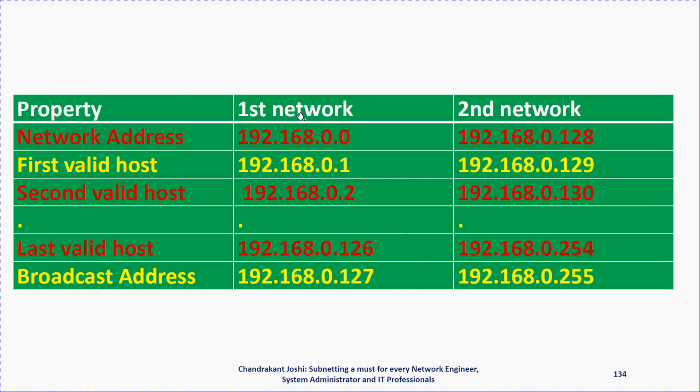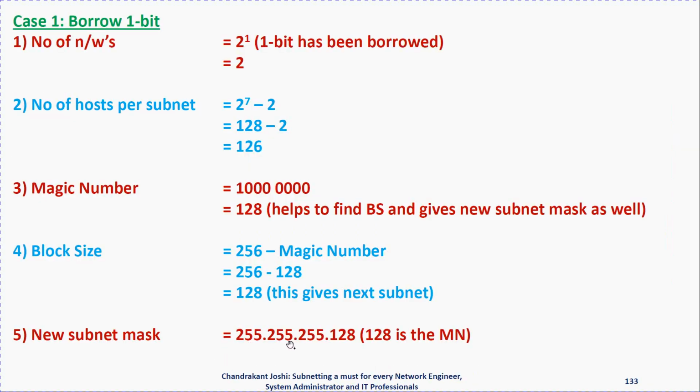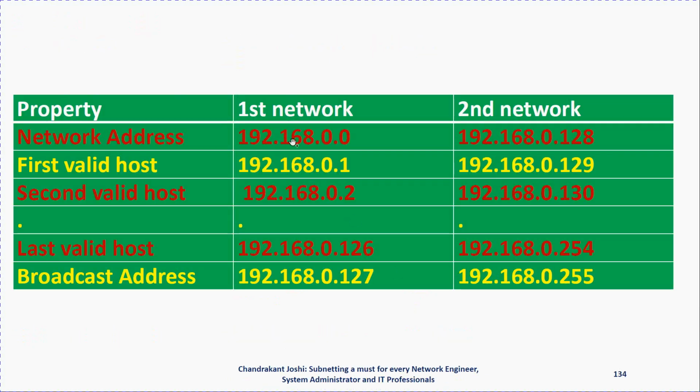So this network and this network, they both will have a subnet mask of 255.255.255.128. So I have the first network 192.168.0.0 with a subnet mask of 255.255.255.128, and I have another subnet 192.168.0.128 with the same subnet mask of 255.255.255.128, or this is /25, this is also /25. These things will get more clear as we borrow more bits. Let us see the next example.